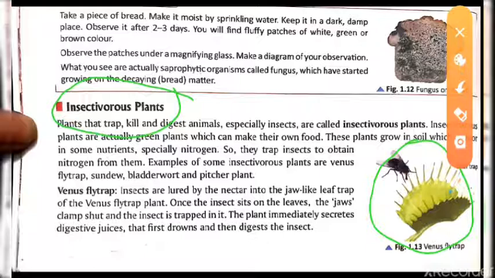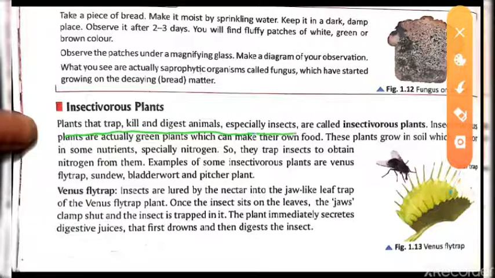So let's see what is written in your book. Plants that trap, kill and digest animals, especially insects, are called insectivorous plants. That means the plants which eat insects are known as insectivorous. Insectivorous plants are actually green plants which can make their own food, as I have told. These plants grow in soil which is poor in some nutrients, especially nitrogen. They are not able to get nitrogen from the environment, so they trap insects to obtain nitrogen from them.